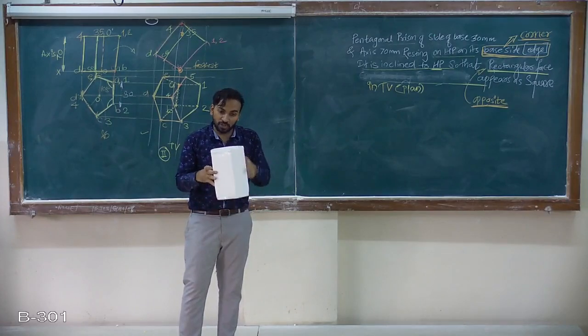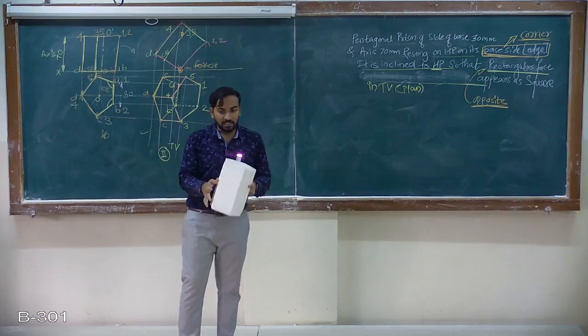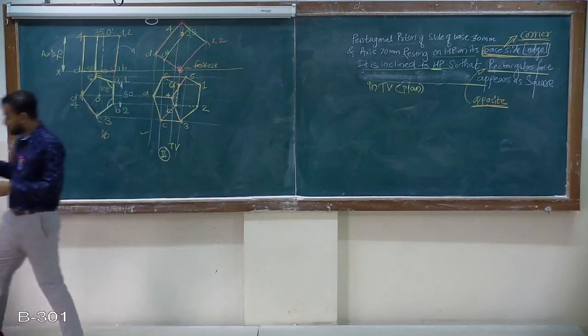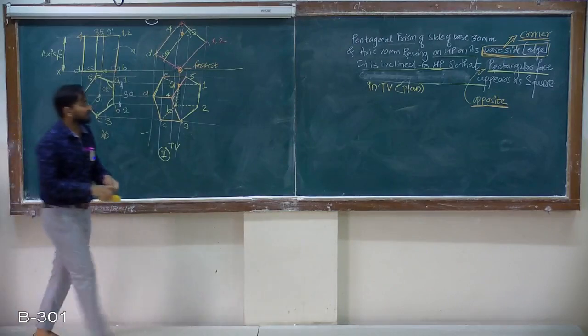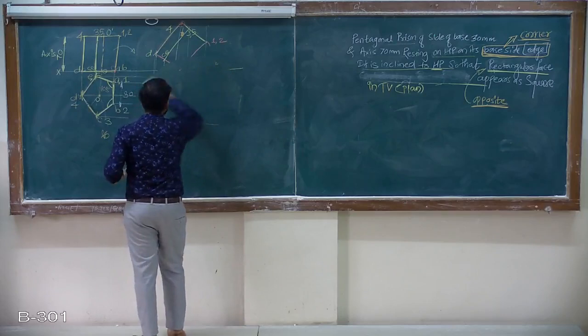First case was resting on side and this face was a square. Now second, resting on corner and the opposite face appears as a square. It may be applicable for all other shapes also. So see how you are going to draw this.